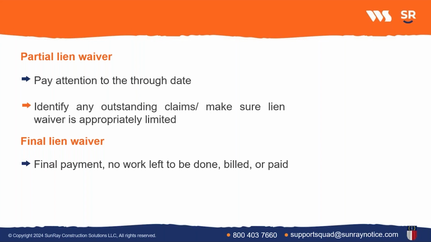And then again, the final lien waiver, you'll sign that when you have finished work, you've gotten your final payment, there's no work left to be done, billed or paid. Those are still permissible. That's not a prospective lien waiver because it's for work that's already finished. So that's really the only instance in North Carolina where it's permissible to have a lien waiver that waives any and all claims, because you're only able to do that once you have finished any and all work.